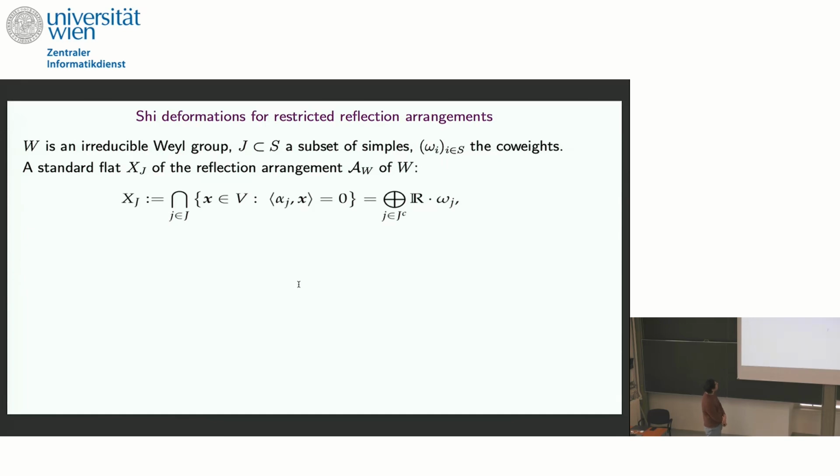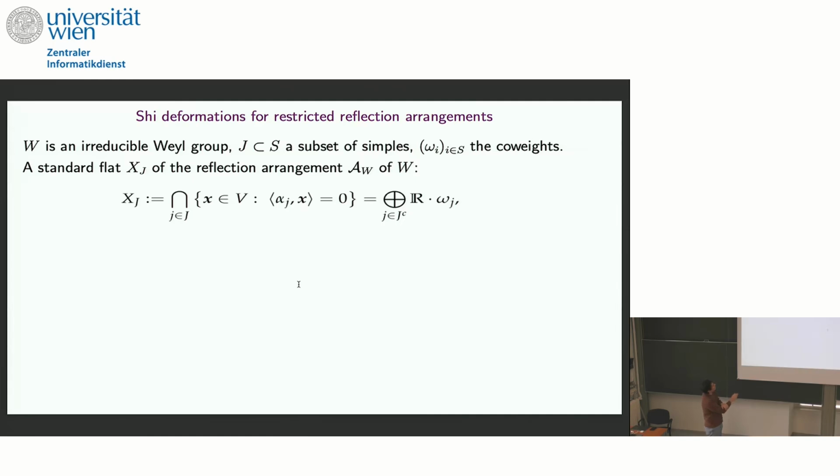So Christian a while ago explained to me that the best way to think of a natural coordinate system for a restriction, for a flat of your arrangement, is to take the co-weights that don't live in the roots of that flat. So there is sort of like a natural duality there. So for every subset of the simples, the co-weights that correspond to the complement of those simples form a natural coordinate system for the flat that is the intersection of the hyperplanes for the simples.